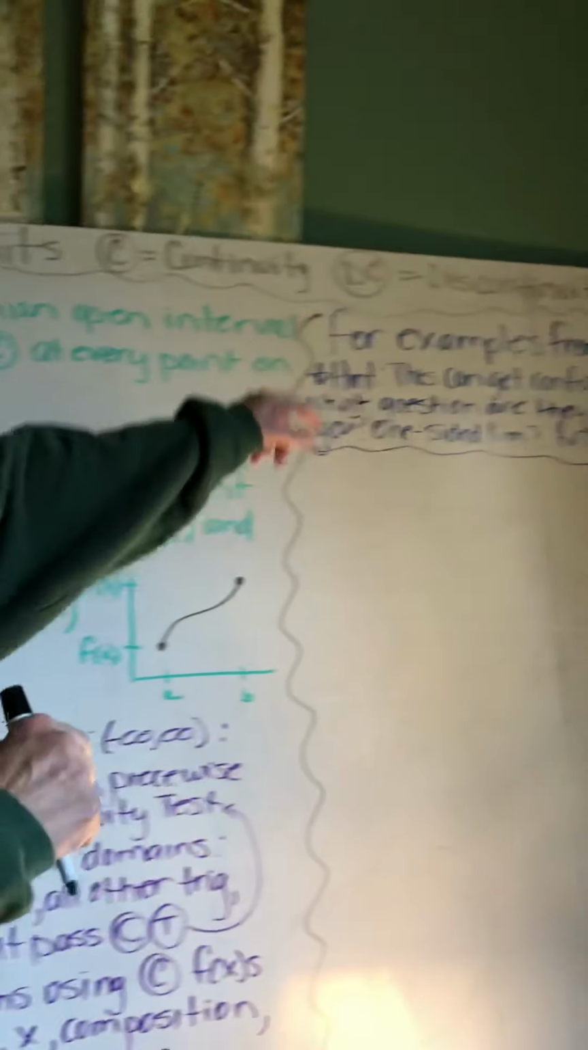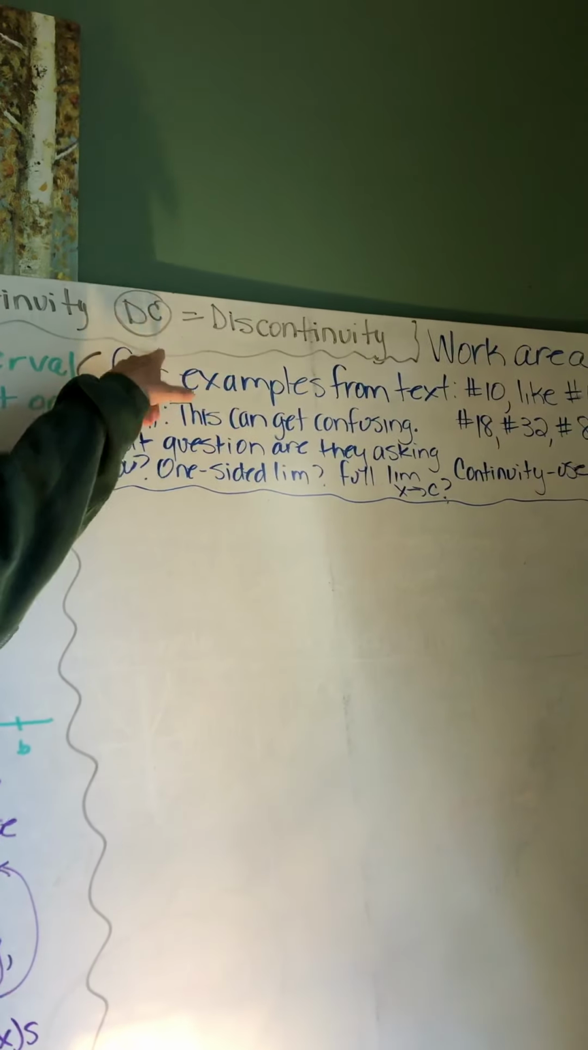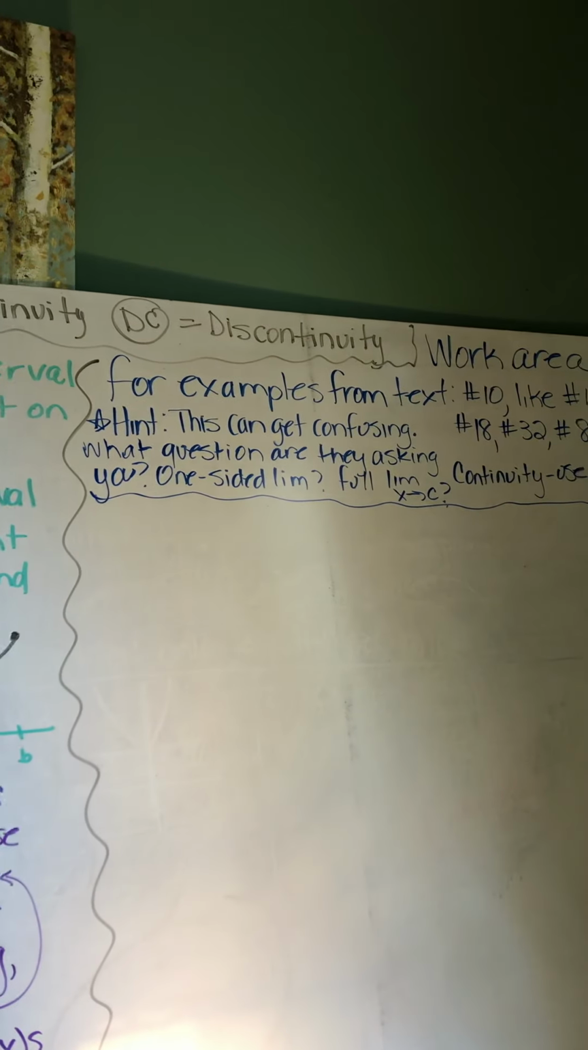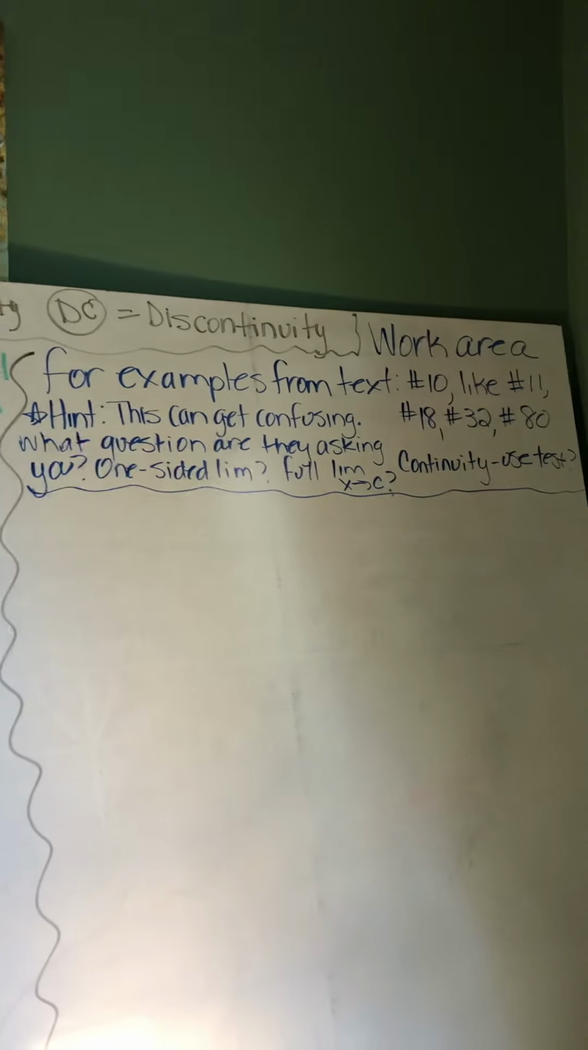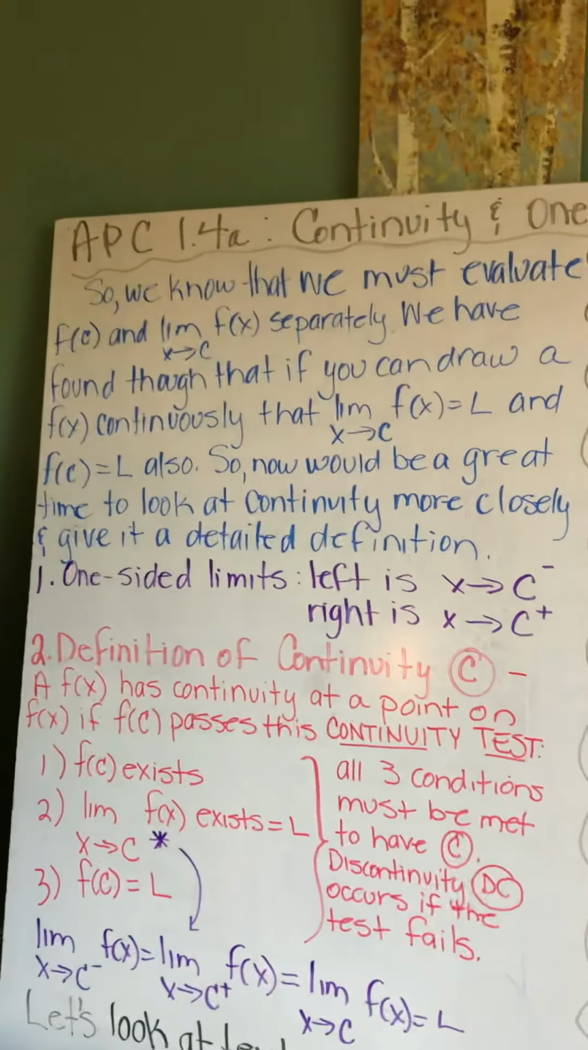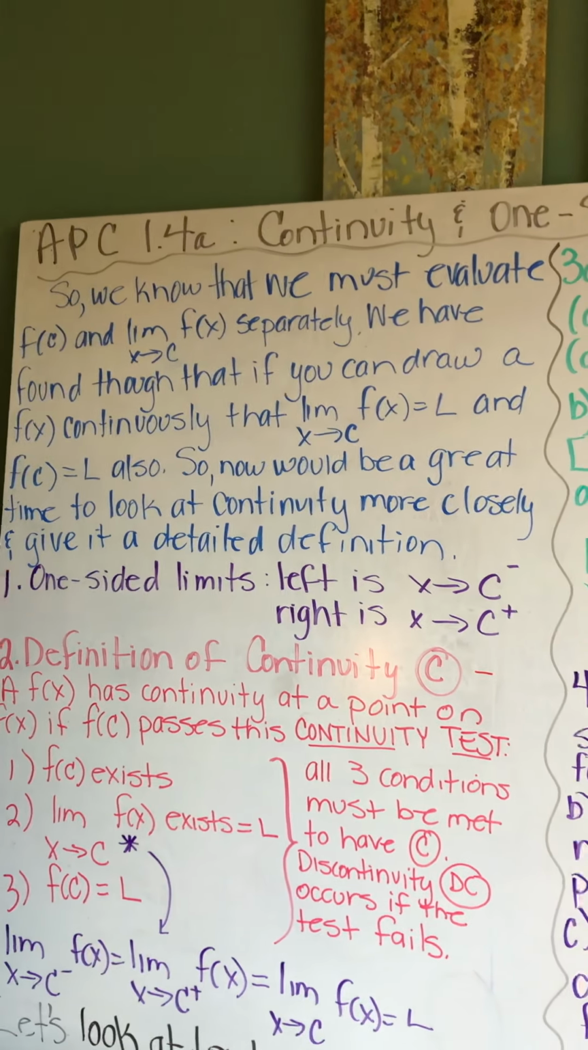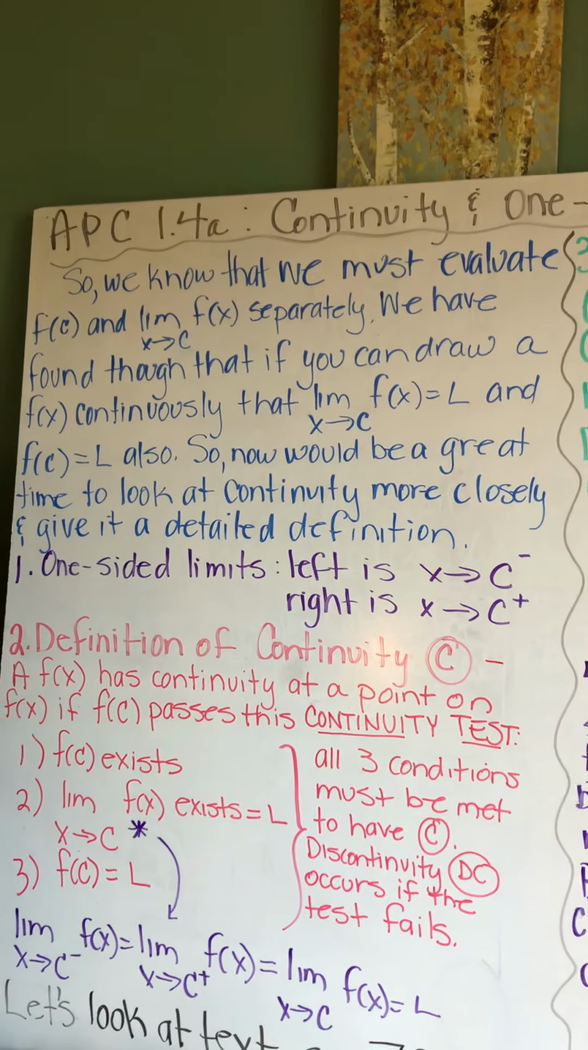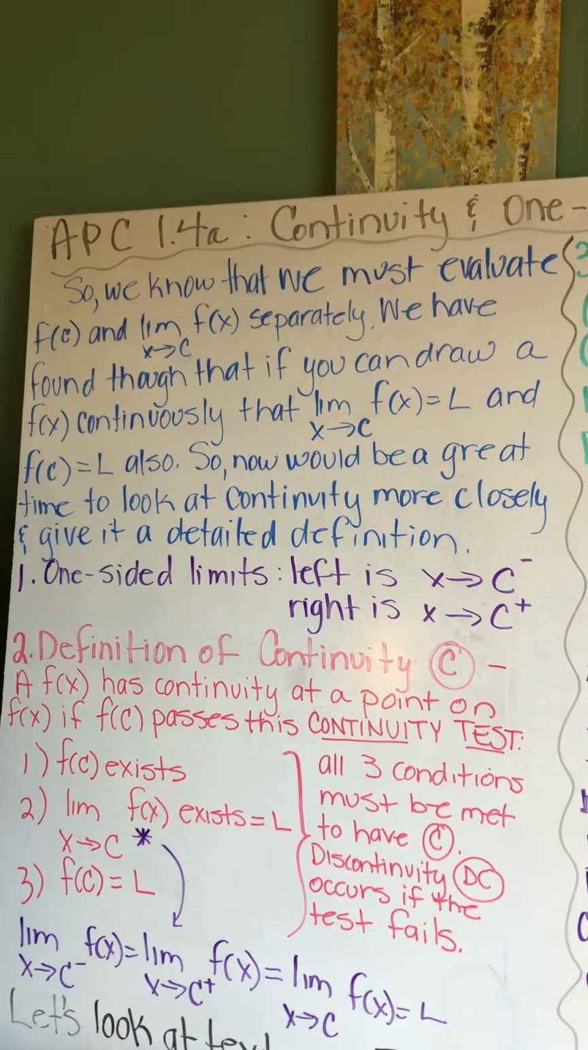This also means then if there's a discontinuity or something is discontinuous, I will use a DC with a circle around it. And I have some other abbreviations that you'll get used to so that we can focus on getting our job done. So we already know quite a bit about continuity and one-sided limits because we talked about limits in section 1.2 and 1.3.